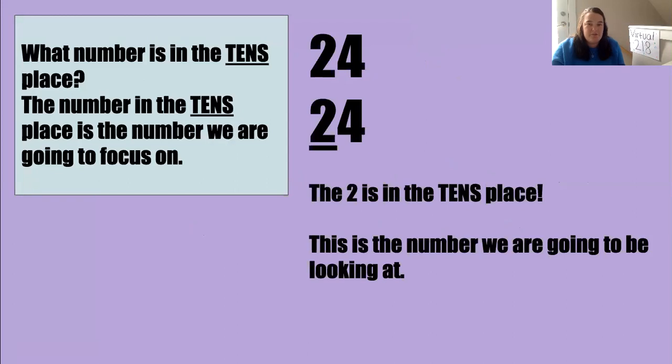So if we look at the number 24, the 2 is in the tens place. So that's the number we're going to look at. We're either going to leave that as a 2, or we're going to bump it up to a 3. So when we have a 3 in the tens place, it's going to become 30.